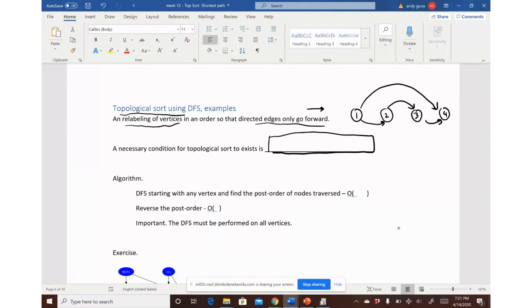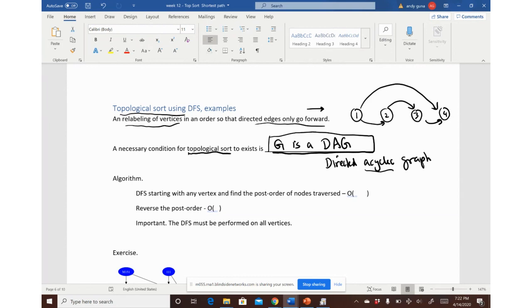Okay, so the graph G is a DAG. DAG means directed acyclic graph. Remember, we just looked at these cycle finding algorithms. So figuring out whether a graph has a cycle or not is very important for this topological sort to exist.